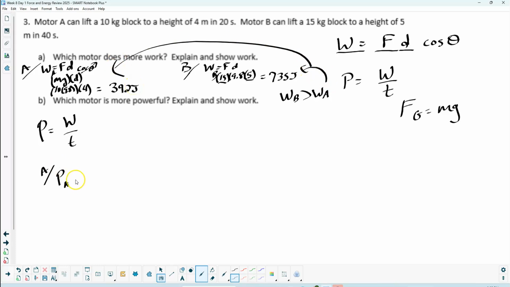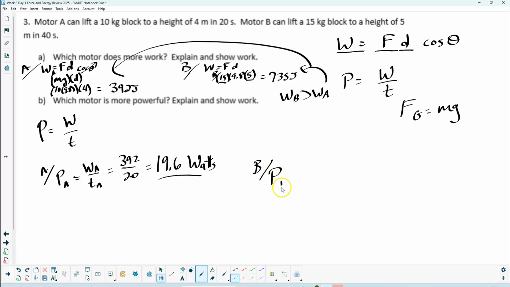Okay. For power A, you need the work A divided by the time for A. So the work A is 392, and we're doing it in 20 seconds. So 392 divided by 20, something like 19.6 watts. So we calculated that. For B, same kind of math, just different numbers. So power B equals work B divided by the time of B. So the work is that 735, and we're going to divide it by 40. That only turns out to be 18.375 watts.